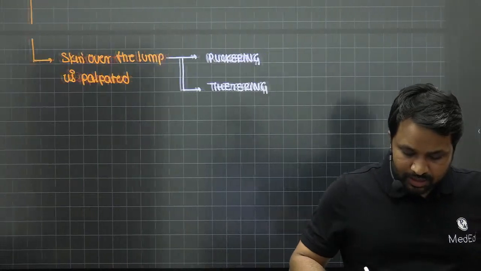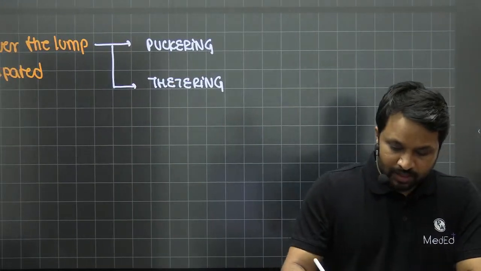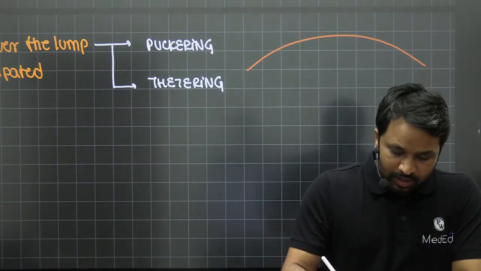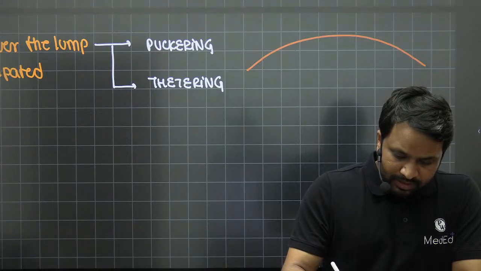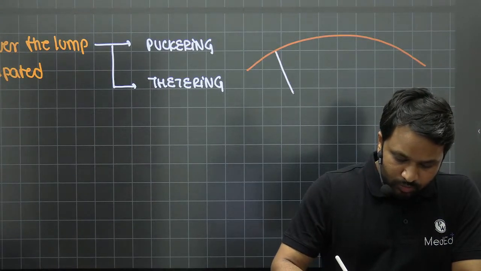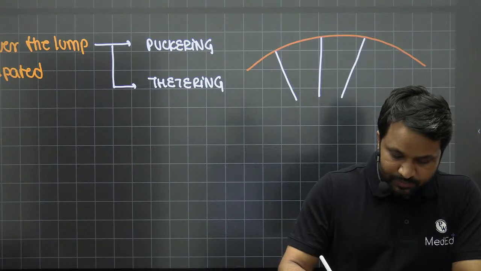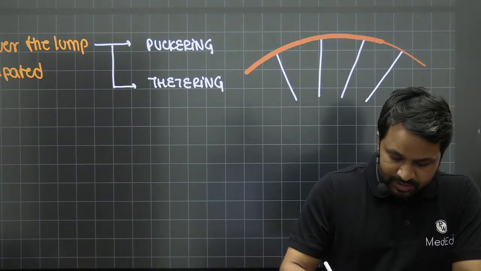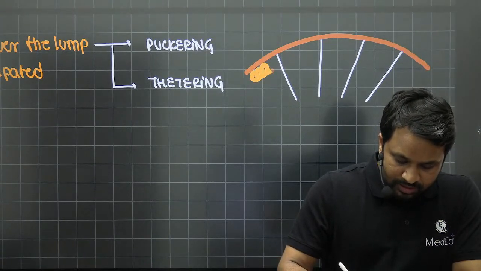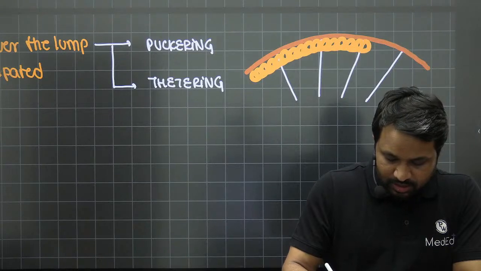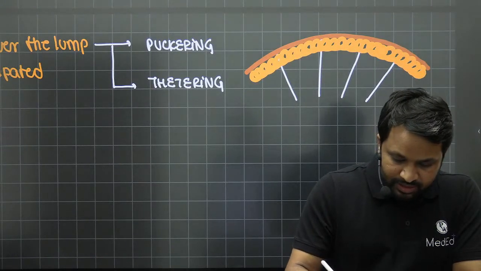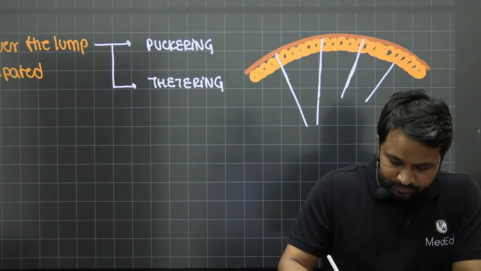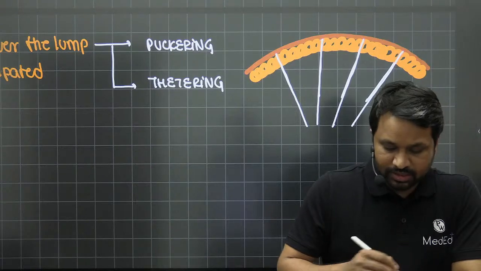So what is this puckering and what is this tethering? Let's try to understand. Now imagine if this is the skin surface that is present here, right? And imagine that all these are the Cooper's ligaments which are attaching to the skin surface. Just for the sake of perspective, this is the skin surface. Let's say this is the subcutaneous fat that is present. And all these white strands that we have created are the Cooper's ligaments, which are attaching to the overlying skin.